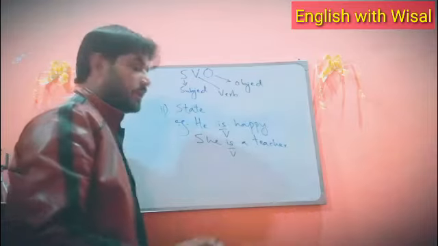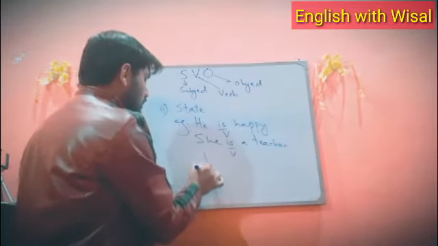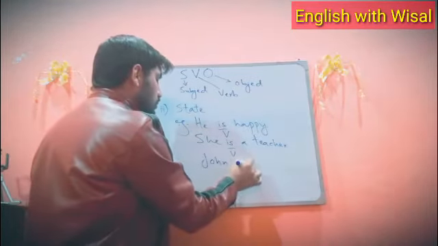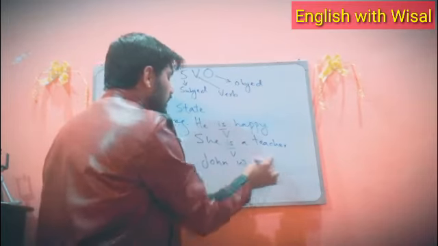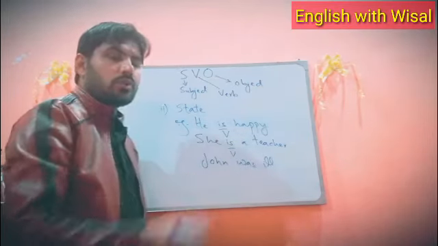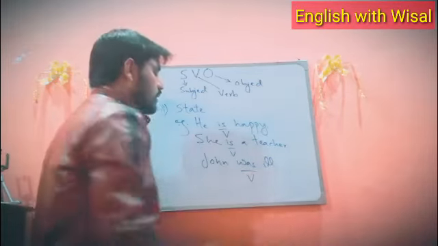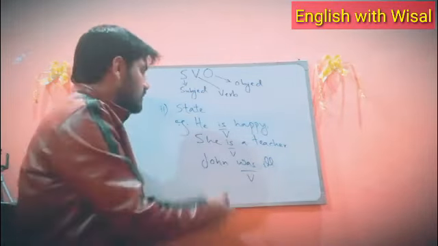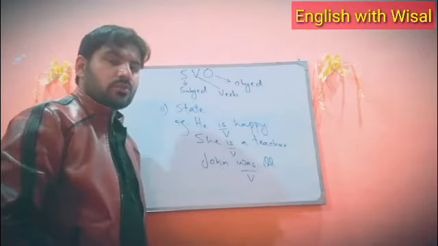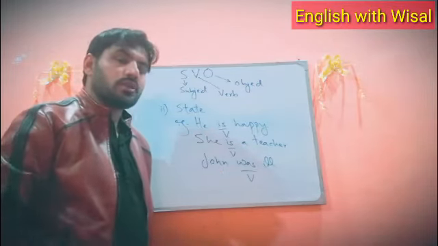Another example. John was ill. So in this sentence, was is the verb because it describes the state of the subject. So this was the second point. I hope you got it. Let's come to the third point.